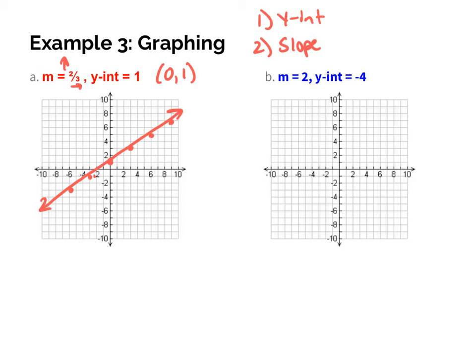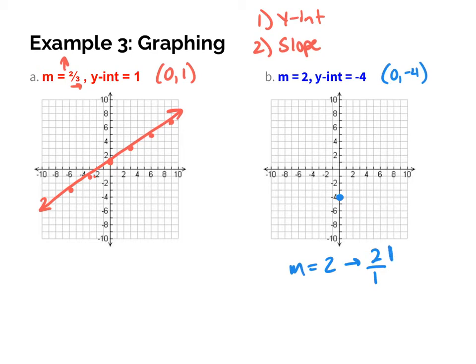All right, second example, slope of 2, y-intercept of negative 4. So again, negative 4 means I have a point of 0, negative 4. So down here. And then my slope is 2. I'm going to write this below. Slope of 2, okay? We want to view this as a fraction. Slope is rise over run. So I'm always going to write this as 2 over 1. Anytime I see a whole number, put it over 1.